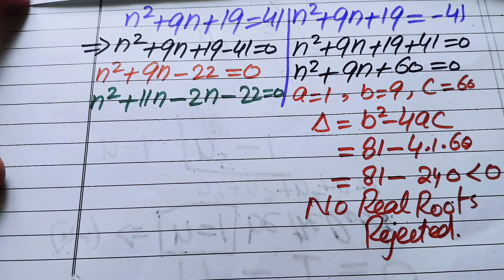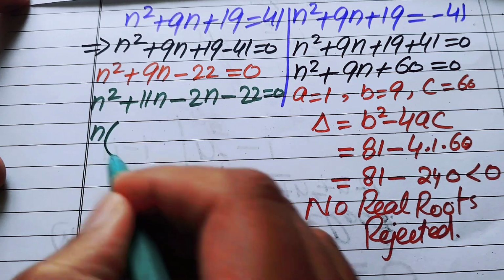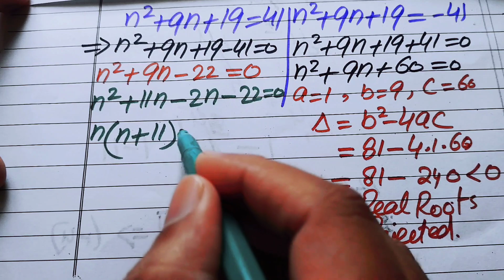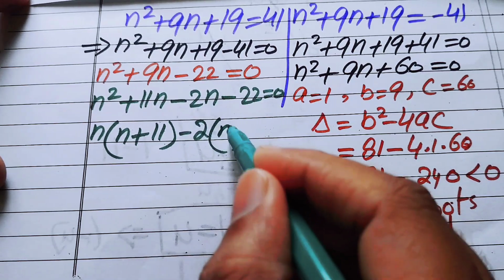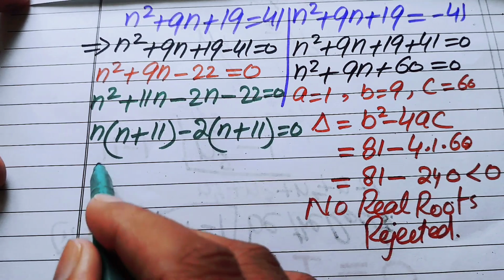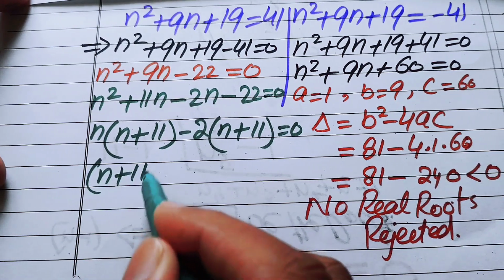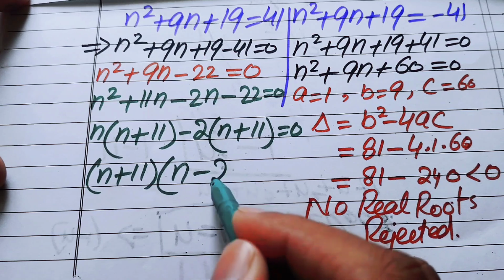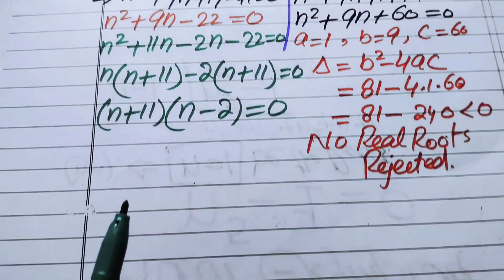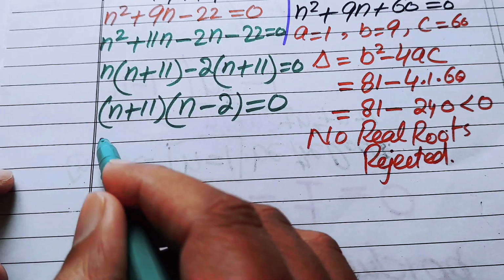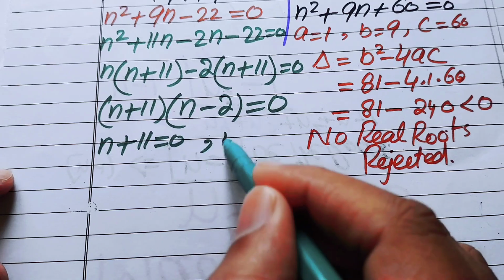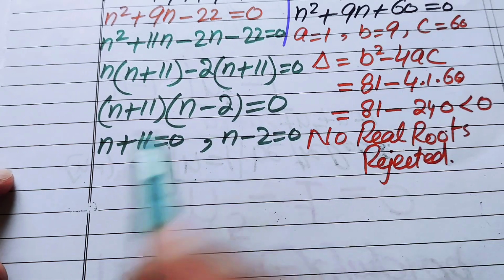So these are the two numbers. Here we make the factors. First you take common n, and you get n plus 11, and here you take common minus 2, and you get n plus 11 equals 0. Now we take common n plus 11 from both terms, then you get n minus 2 equals 0. So here we have again two cases. First is n plus 11 equals 0, and the second case is n minus 2 equals 0.